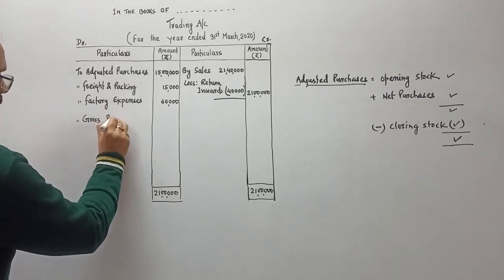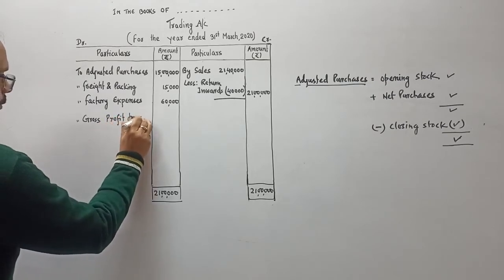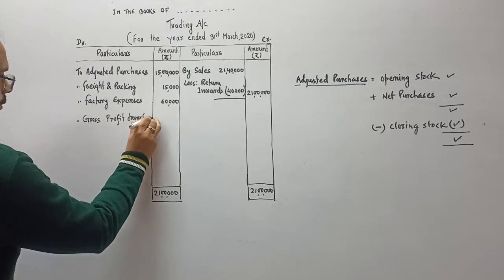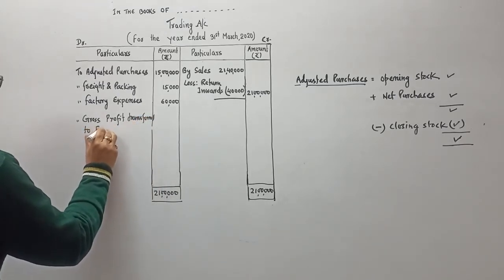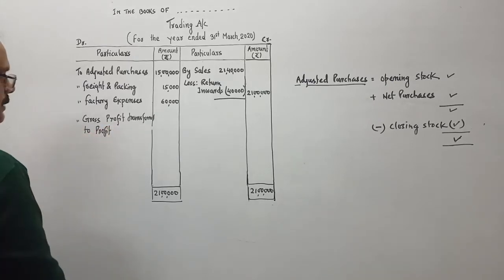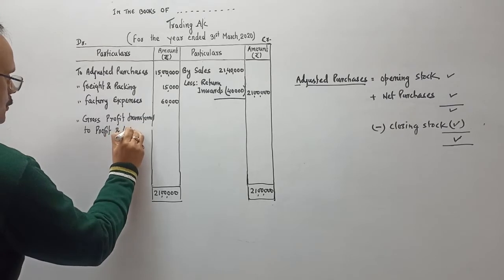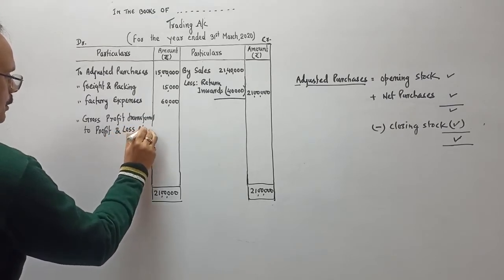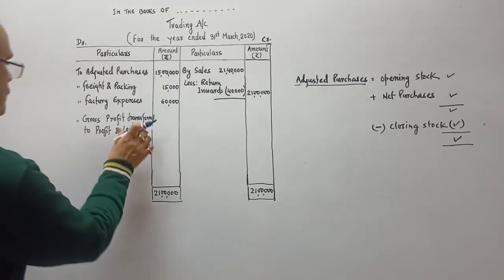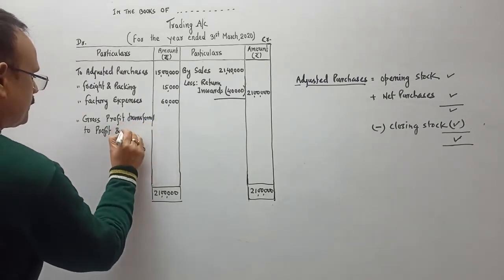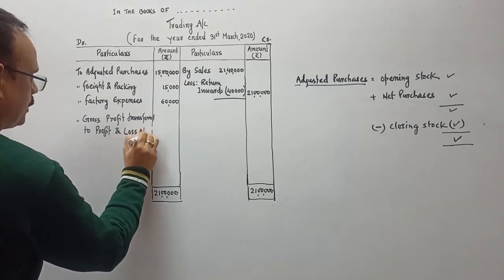Gross profit transferred to which account? Profit and loss account. Gross profit transferred to profit and loss account. So this is through the balancing figure. This will be transferred to profit and loss account through which figure? Through the balancing figure.